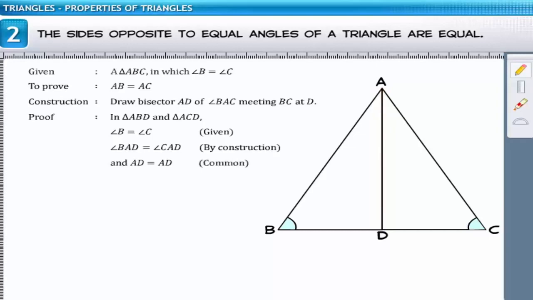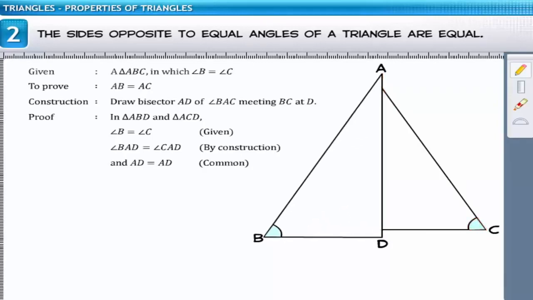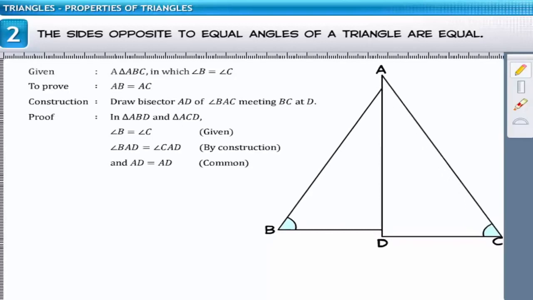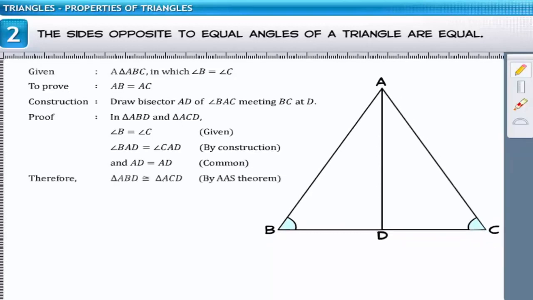Now, as we know, by the AAS criterion, if two angles and one side of one triangle equal two angles and one side of the other triangle, then the two triangles are congruent. Thus, triangle ABD is congruent to triangle ACD. And since corresponding parts of congruent triangles are equal, side AB is equal to side AC.